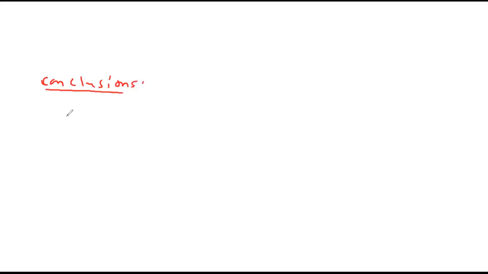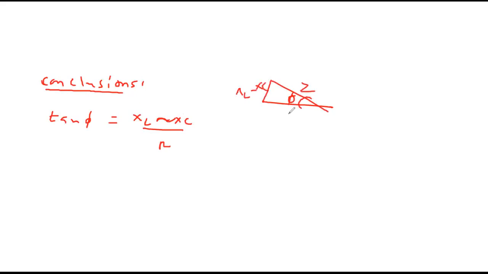Conclusion. See, can you see, tan phi is XL difference with XC upon R, because if XL is bigger, XL minus XC will come, and if XC is bigger, XC minus XL. Can you see that in this triangle? This is phi, this is XL minus XC, this is Z, this is R. So tan phi is opposite side upon adjacent side. In this triangle, if this is phi, this is R, this will be XC minus XL. So I've written tan phi equals XL difference XC upon R.